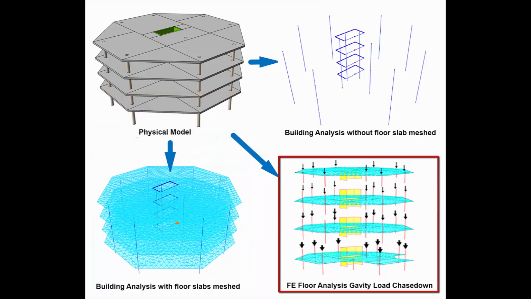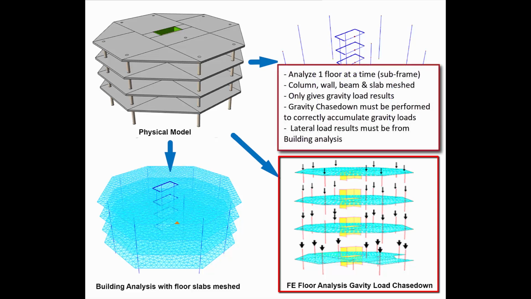The final method is FE floor analysis. This unique analysis considers only one story at a time. In this subframe analysis, only members and slabs of that particular story are considered and analyzed. As such, in order to accumulate the gravity loads of columns and walls, analysis must start from the top to bottom story separately and in sequence, in a process called gravity load chase down.